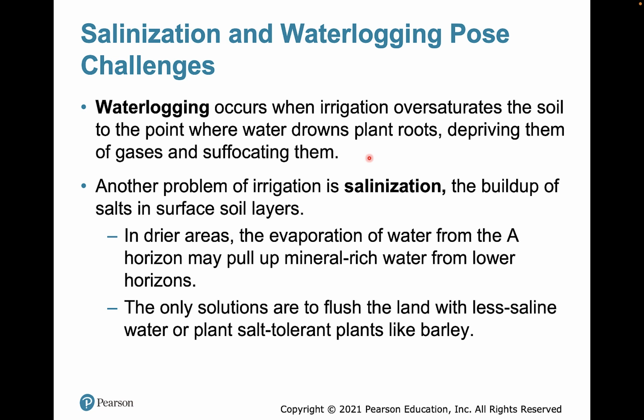Another problem related to irrigation is salinization. So it's the buildup of salts in the surface soil layers. When you overwater, the water evaporates, and the dissolved minerals in that water, especially around here if you have hard water, those minerals are left behind. And it can create soil that is too saline or too salty for crops to grow, okay? So you can flush the land with less saline water or change your crop to something like barley that's more salt tolerant.